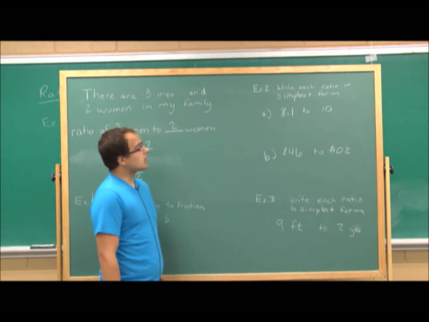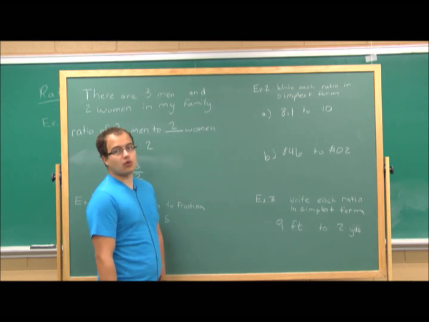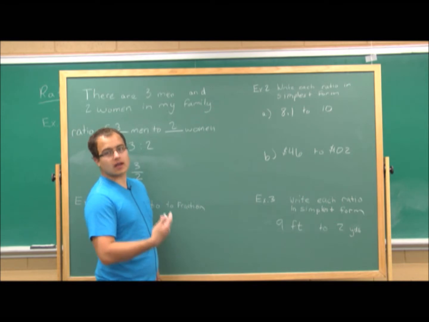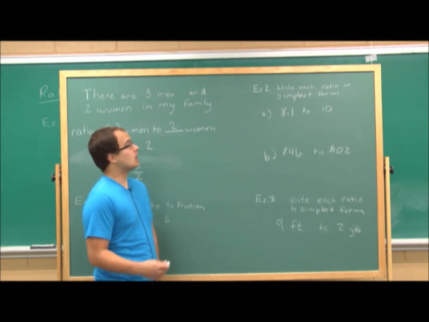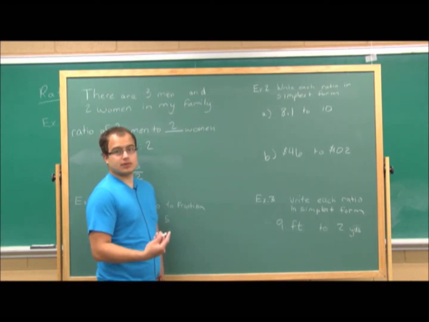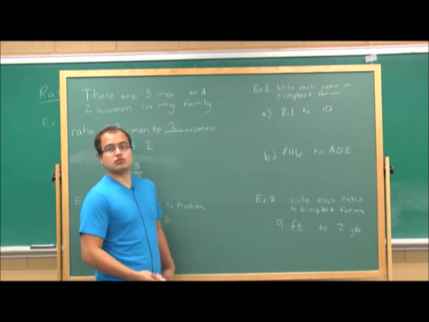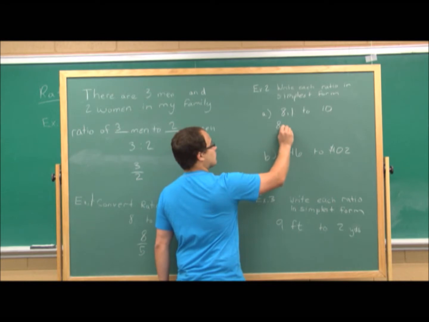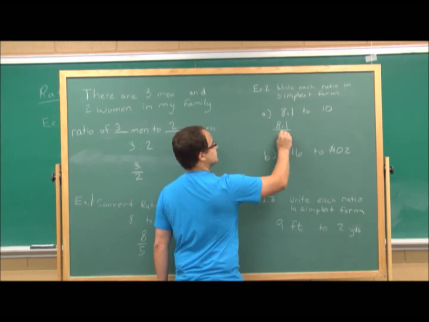Example 2, write each ratio in simplest form. So you can choose if you want to leave it in a ratio, a colon, or a fraction form. The easiest way I think to write it in simplest form is fraction form, because then you know how to simplify fractions. So the first thing I'm going to do is 8.1 over 10.